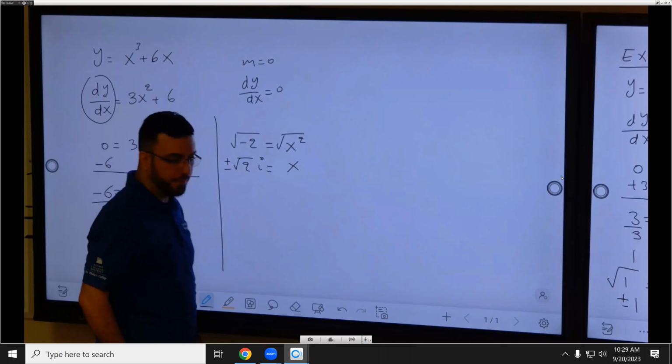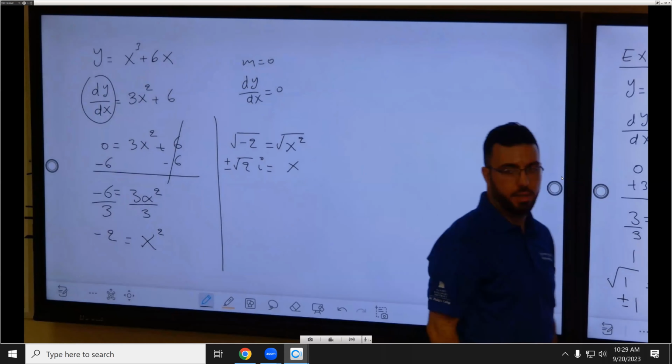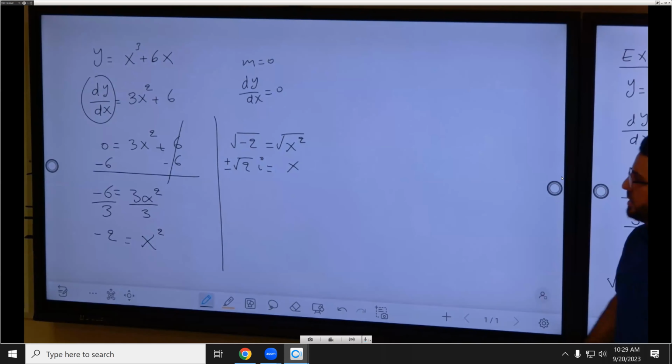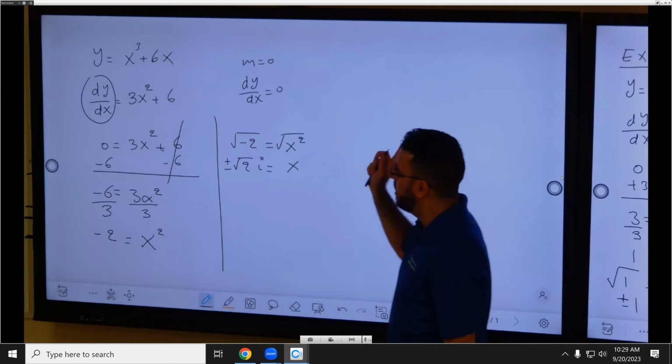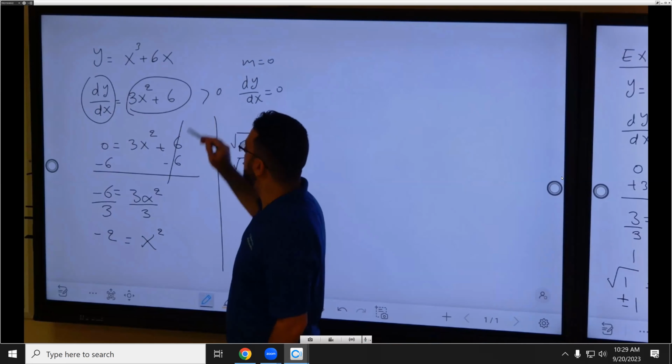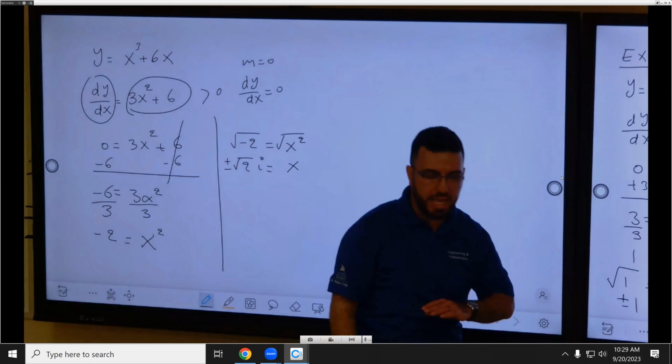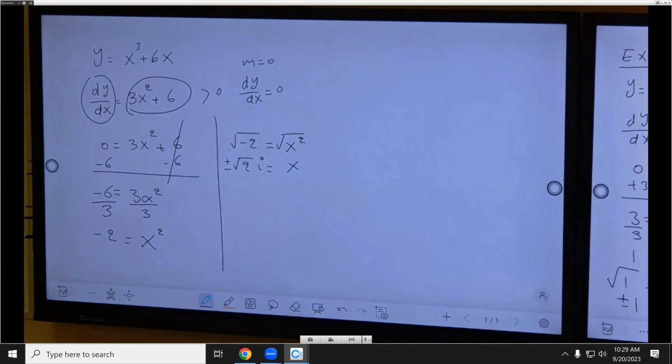So do you have points? No, that means there's no point. Because this part is always greater than 0. If you pick any number for x, it's always going to be greater than 0, okay? And you will see the value of x is an imaginary number, so that means there are no points, okay? Got it? Got it.